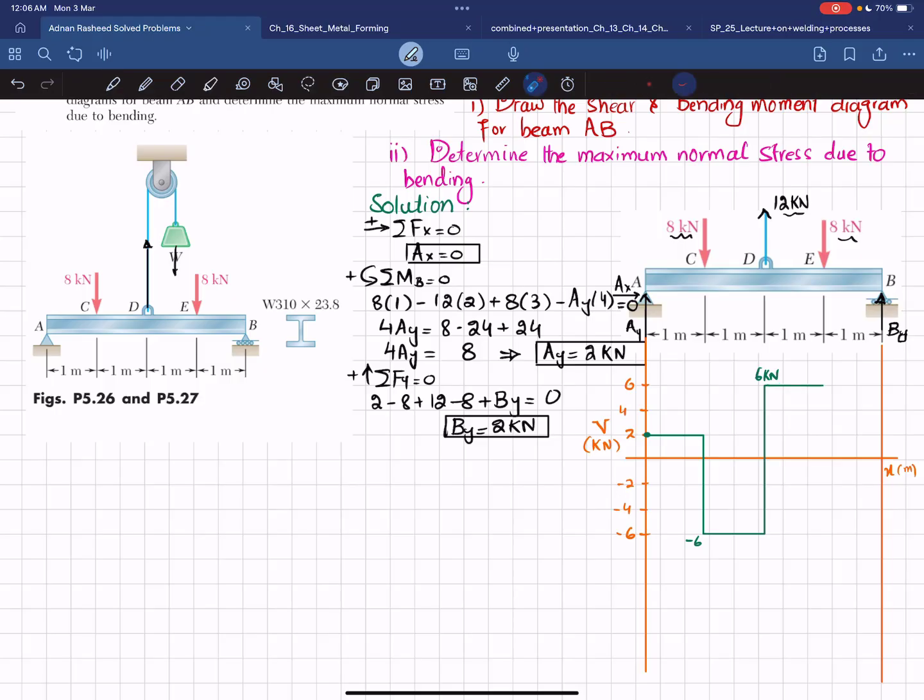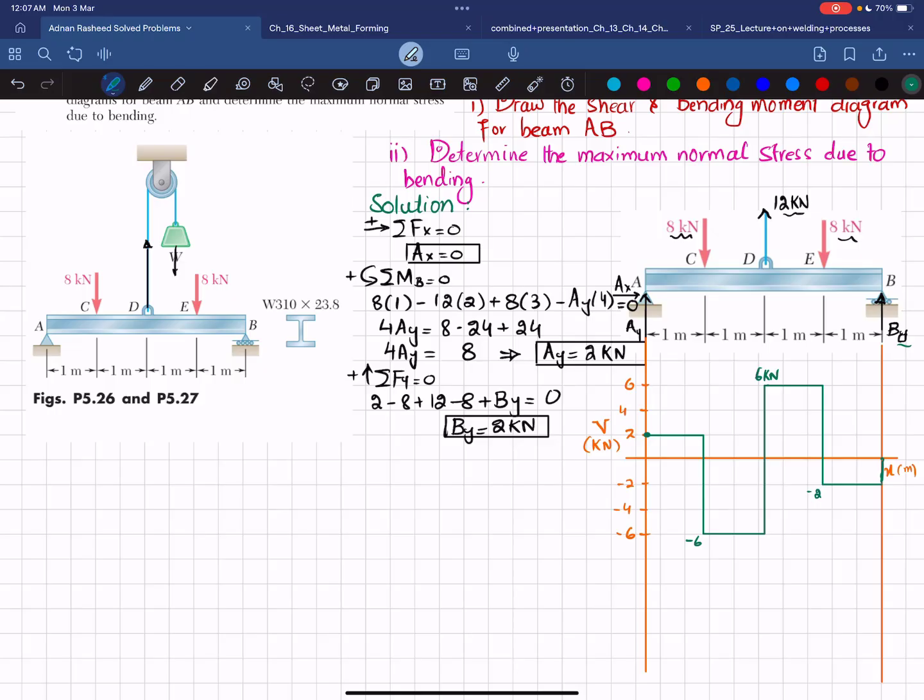And at point E, you have -8 kilonewton load. So 6 minus 8 will give you -2 kilonewton. So shear force will change from this to -2 kilonewton. This is your -2 kilonewton. And moving from E to B, there is no other load, so it will remain horizontal. And at the end, you can see you have By, which is +2 kilonewton. So it will make this go upward to 0. So from this, you can conclude that you have drawn a correct shear force diagram.